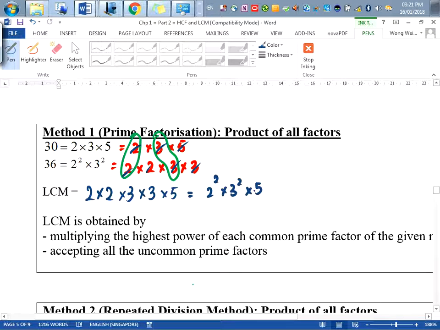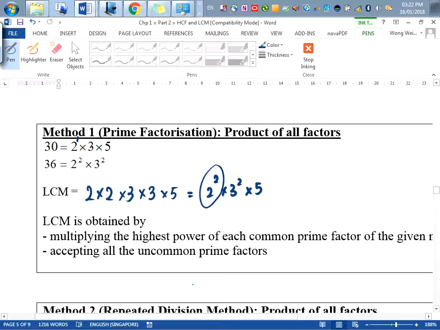So if you remember what I said earlier on, I said I will take the one with the higher power. So let us look at this 2 and this 2 over here. Which one has a higher power? 30 or 36? For the factor 2. 36, right? Because this one is power 2, whereas this one is just power 1. Okay? So that's why I chose the 2 to the power 2.